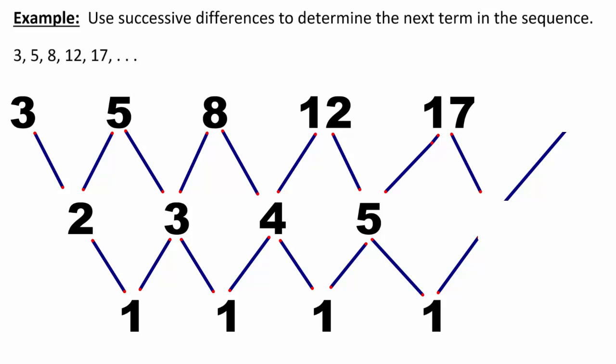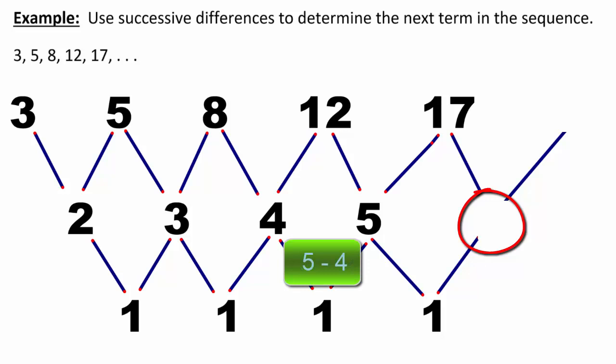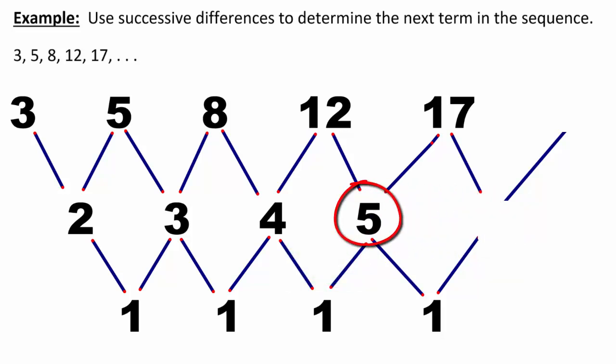So how do we figure out the next number here? Well, let's see. 5 minus 4 is 1. So you would subtract to get the number down here. So what do you do to figure out what this number is here? You would add, wouldn't you? Yes. 4 plus 1 is 5. 3 plus 1 is 4. Exactly. So we're going to add to figure out what number goes right there, aren't we? Yes, we're going to add.